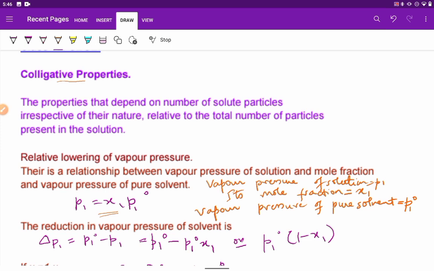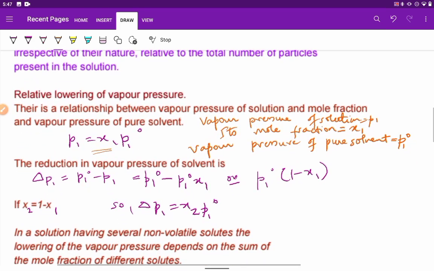The reduction in vapor pressure of the solvent will be represented by delta P1. And this is the reduction in vapor pressure. So the vapor pressure is decreasing. So that reduction will be given by P1 naught minus P1, because P1 naught is the vapor pressure of pure solvent minus P1. P1 is the vapor pressure of solution. So when we subtract it, we get delta P1, that is reduction in vapor pressure of the solvent.